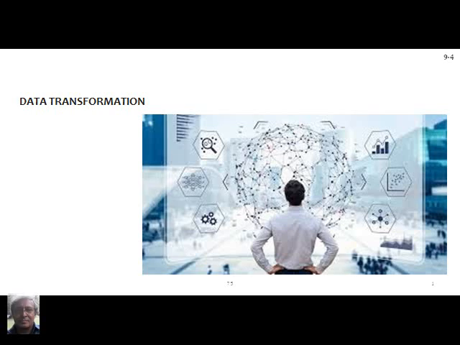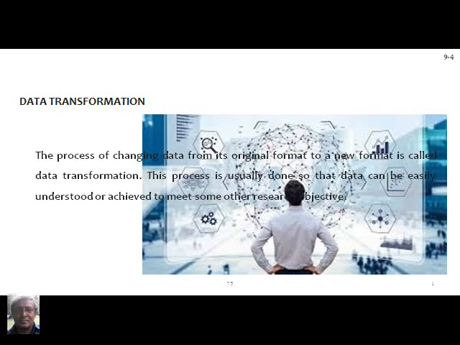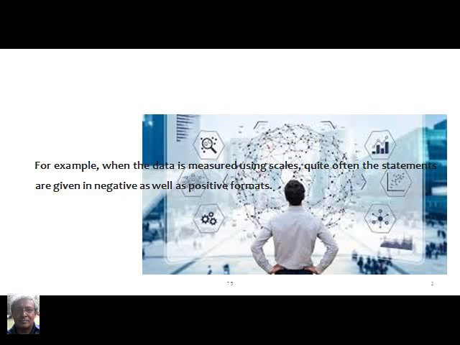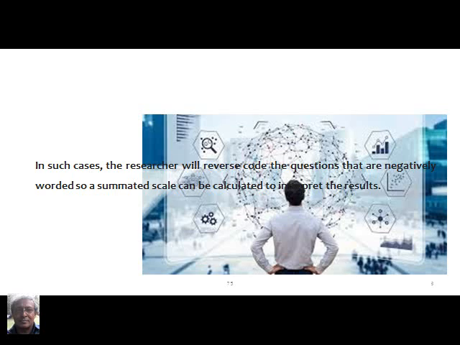Data transformation. The process of changing data from its original format to a new format is called data transformation. This process is usually done so that data can be easily understood or to meet some other research objective. For example, when the data is measured using scales, quite often the statements are given in negative as well as positive formats. In such cases, the researcher will reverse code the questions that are negatively worded so a summated scale can be calculated to interpret the results.